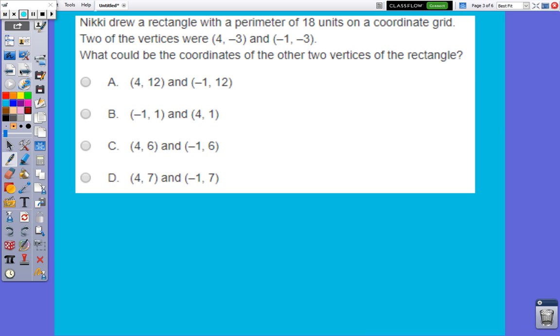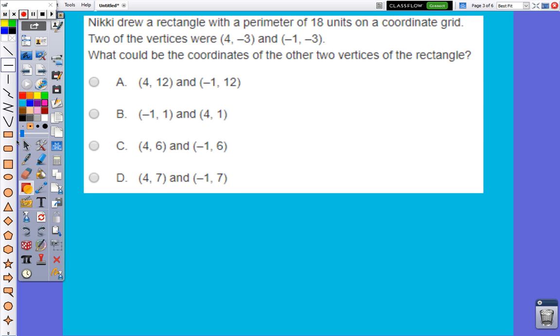So looking at question 2, it says Nikki drew a rectangle with a perimeter of 18 units on a coordinate grid. Two of the vertices were (4, -3) and (-1, -3). What could be the coordinates of the other two vertices of the rectangle? Again, my suggestion would be to make a coordinate plane. It's a bit challenging to try to figure this problem out just by staring at it.